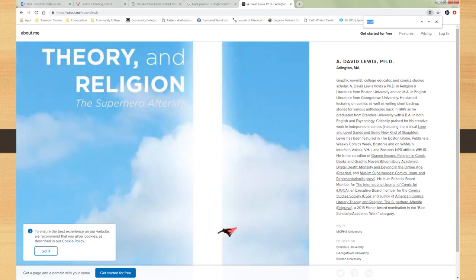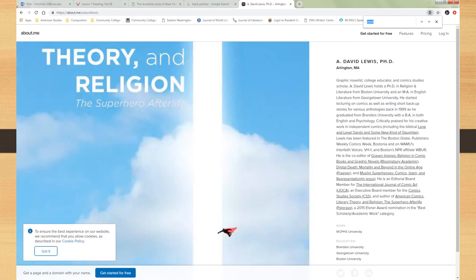He's a graphic novelist, a college educator, which means like a professor basically, and comic studies scholar. He has a PhD in religion and literature, and he's on and on. So this seems really credible and relevant. Come back to that point, right? So the journal is religion and film, and his degree is in religion and literature. Film and literature are very similar subjects. So there's a lot here that makes sense.